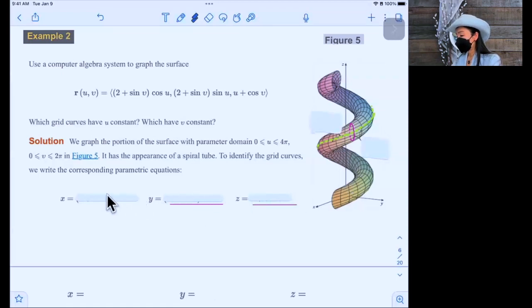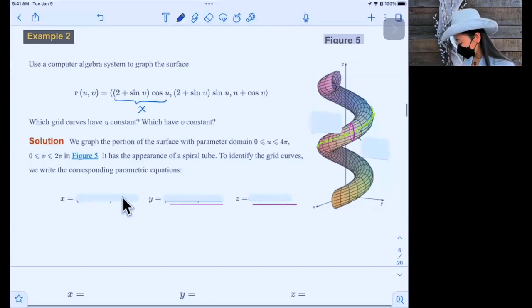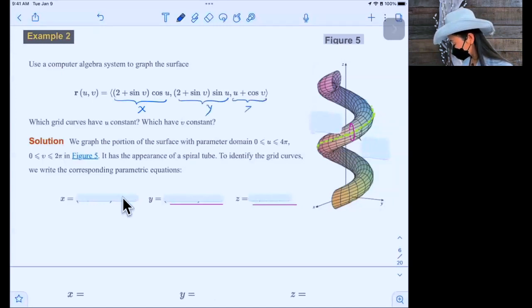Let's write out the corresponding parametric equations first. So what does x equal to? That should be not too bad. Yes, this whole thing is x. And then this one here will be y, and this one here will be z, right? So you get the three parametric equations, like that.